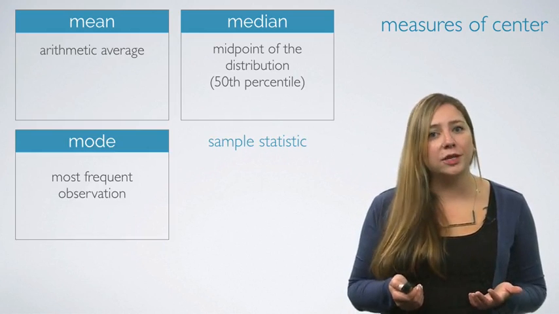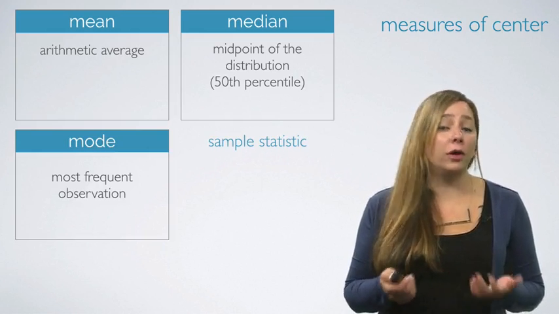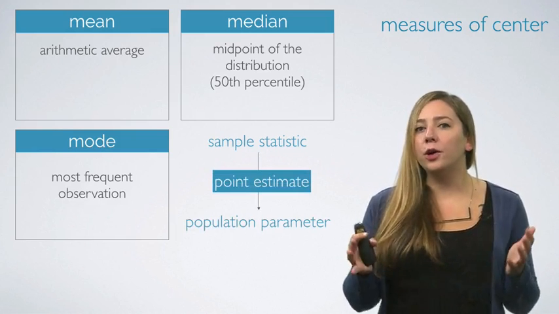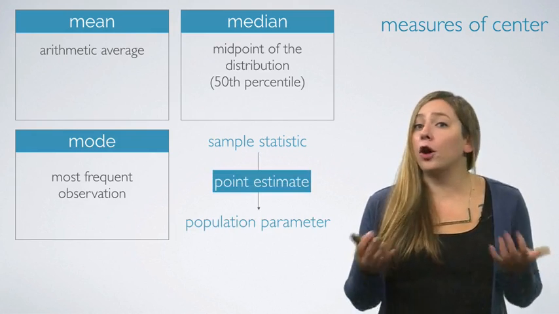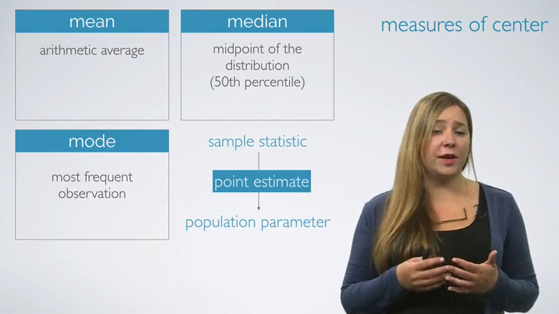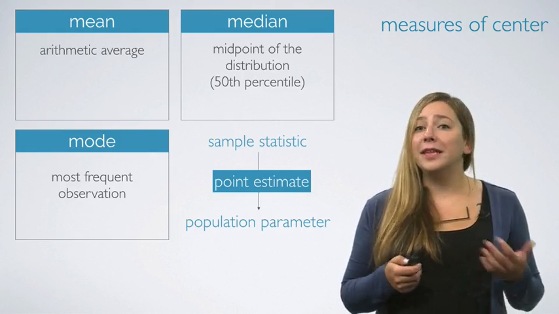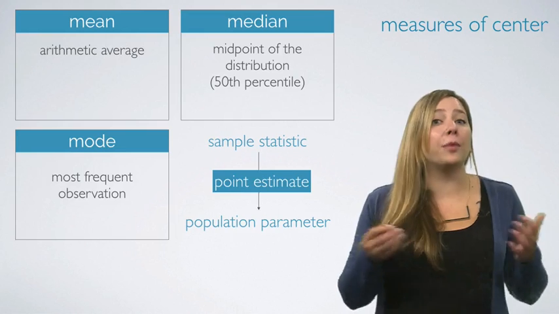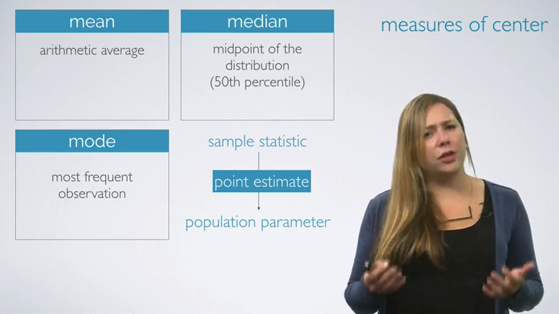If these measurements are calculated from a sample, they're called sample statistics. Sample statistics are point estimates for the unknown population parameters. They're unknown since it's usually not feasible to have information on all observations in the population. These estimates may not be perfect, but if the sample is good, meaning representative of the population, they're usually good guesses.